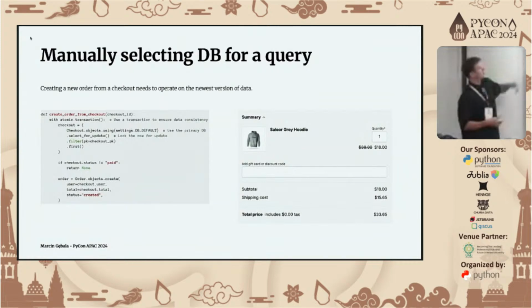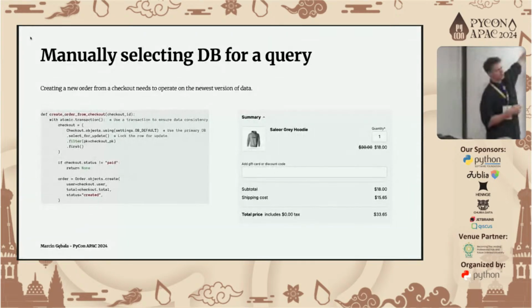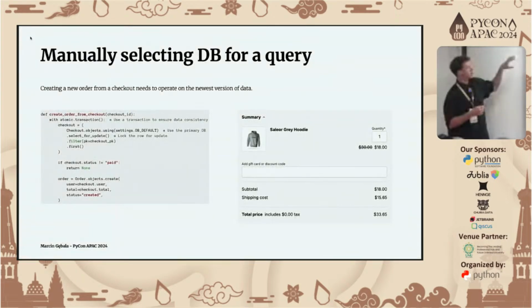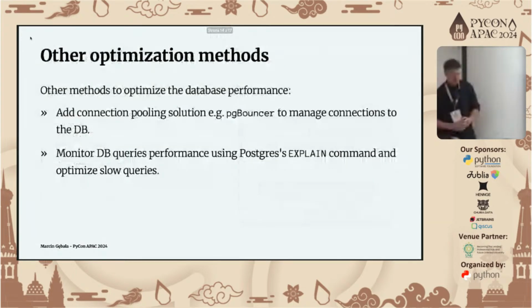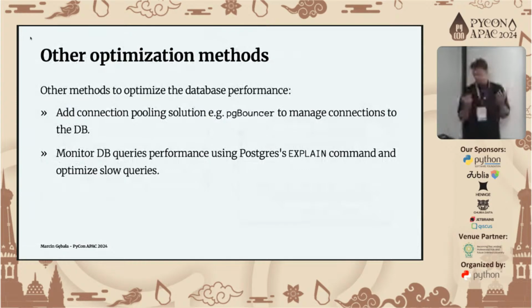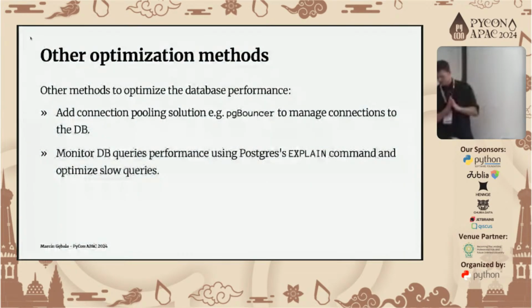In this example, a good practice is also to use a transaction, and select for update in Django will lock this checkout object, this row in the database, so that no one else changes it at the same time, basically. So this is to avoid this kind of edge cases. Yeah, so this was all I've got about database replication.